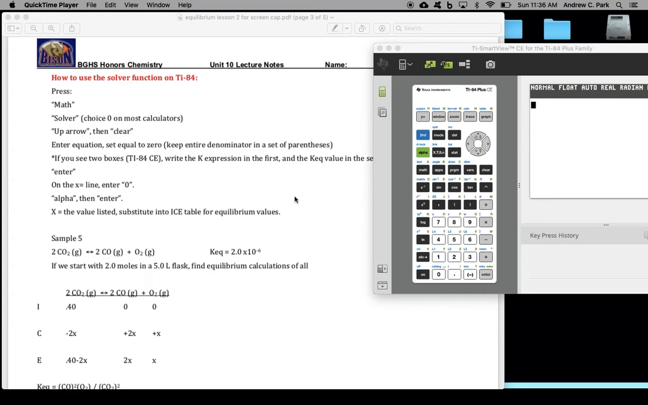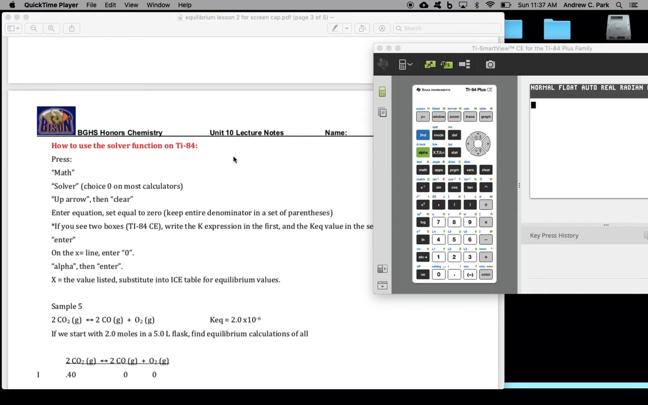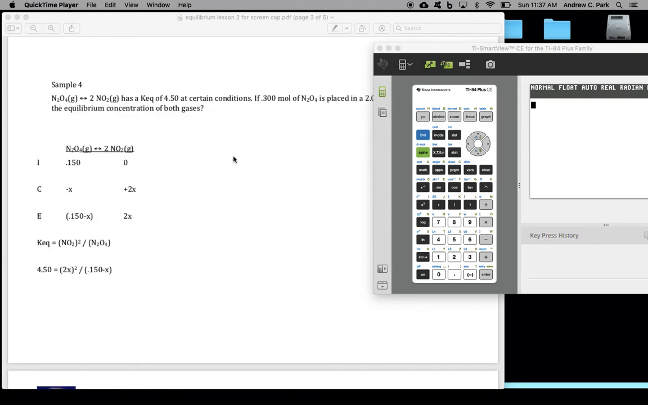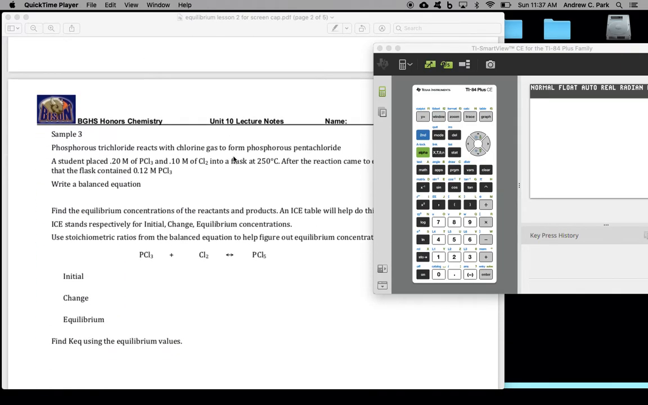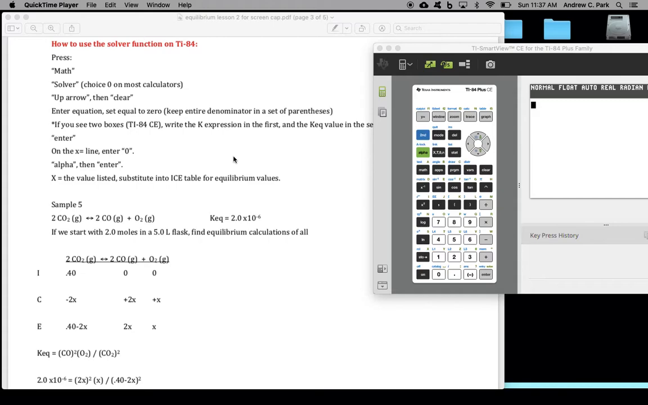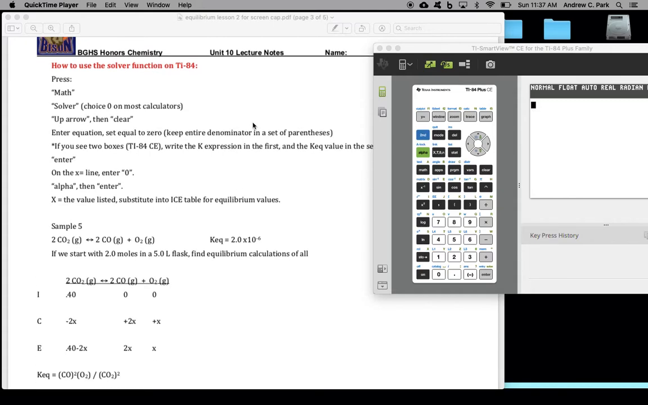Okay, so this is a recording to show you how to use the solver function in chemistry, specifically for the equilibrium problems. So on my screen here, what I've opened up is the equilibrium lesson 2. You can find this PDF in the equilibrium e-learning folder, and it's the second lecture. If you open up that page and scroll to page 3, here are the directions on how to use the solver function.